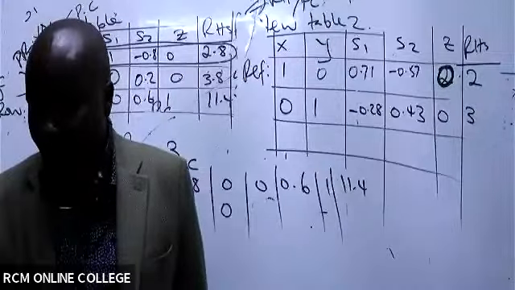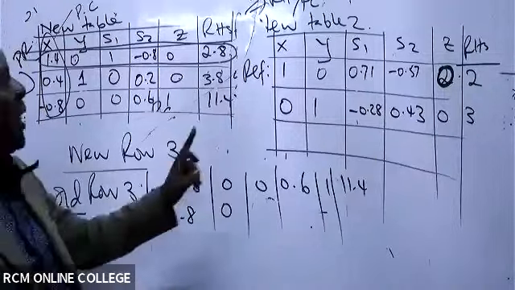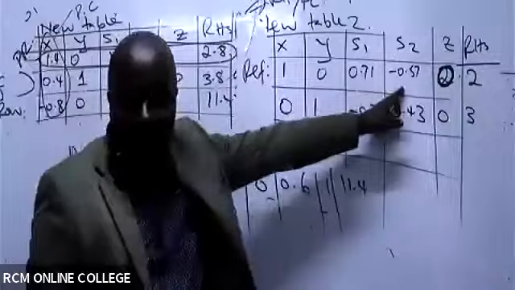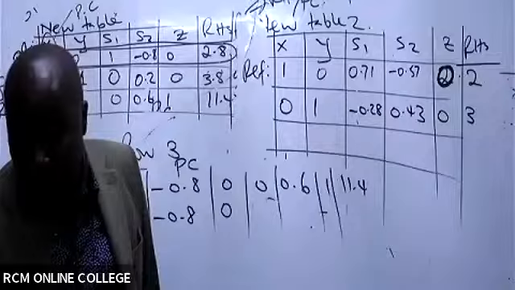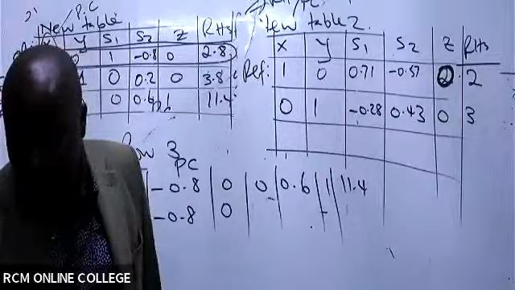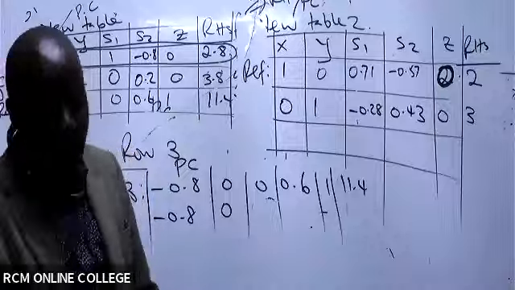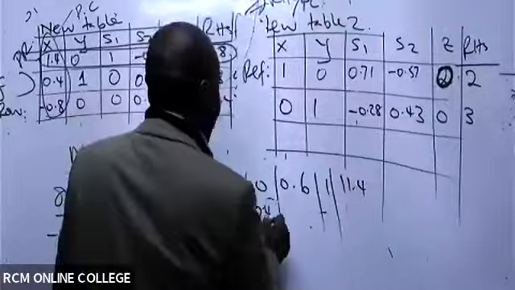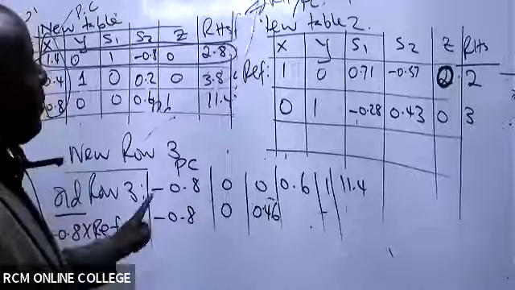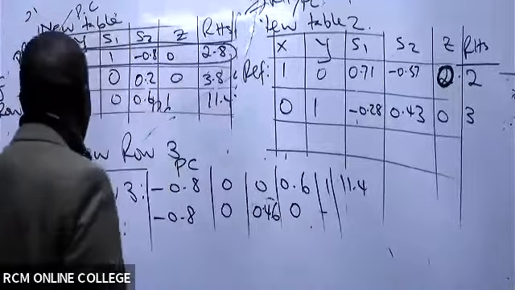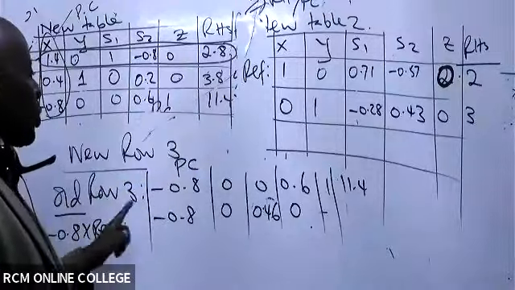So kindly give me these figures here as I finish. Minus 0.8 times minus 0.57. What figure do we have here? 0.46. So this is 0.46. And then lastly, second last, minus 0.8 times 0, that is 0. And then here we have minus 0.8 times 2. Minus 0.8 times 2 gives me what figure?